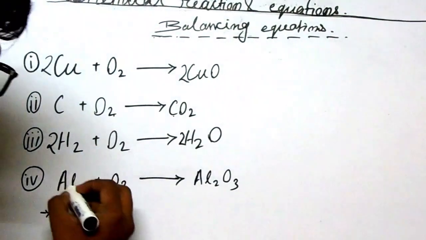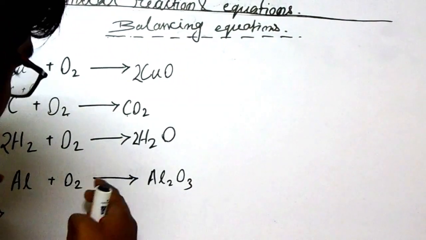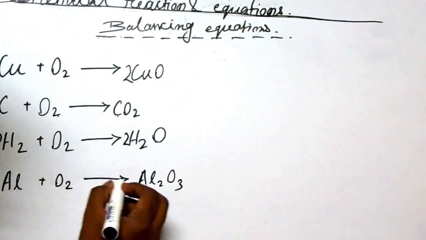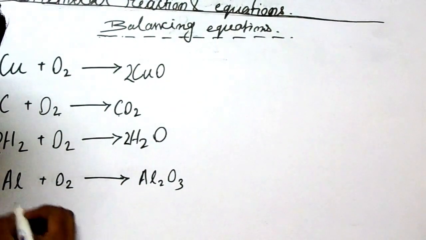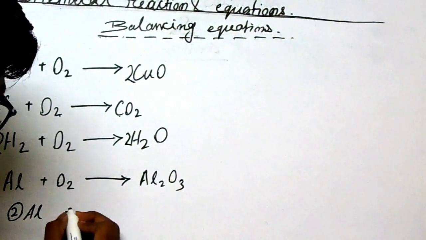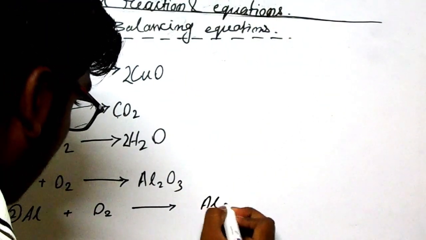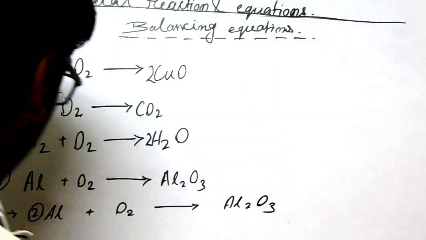We can't just put the numbers in this equation anywhere. We have to do it step by step. First, here it is 2. We will put a 2 plus O2 Al2O3.